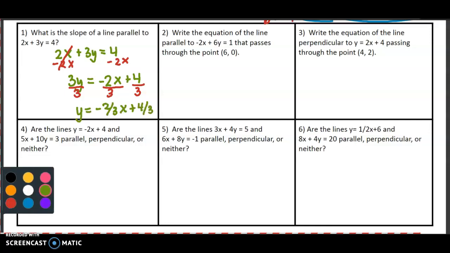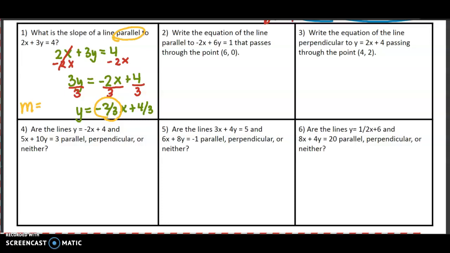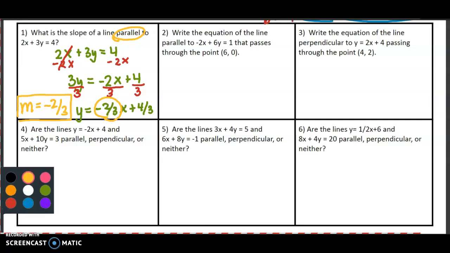The slope right now is negative 2/3. They want it to be parallel. So then you want a slope that's parallel. So that means they're the same. So you want a slope of negative 2/3. Okay. And then, for example, number 4, we could do that one together, and then you're going to do the rest on your own.